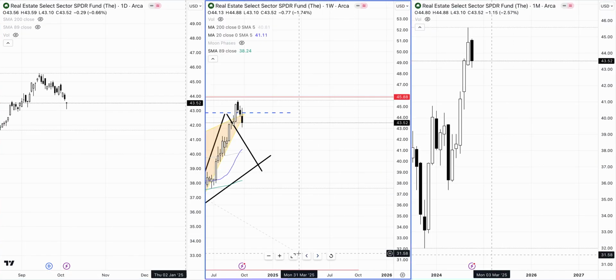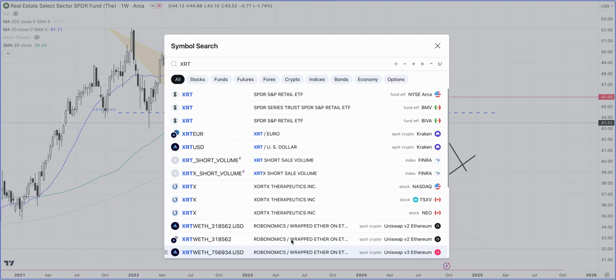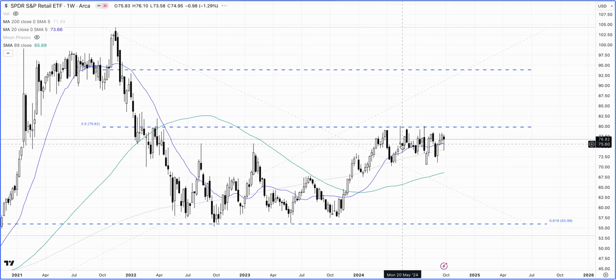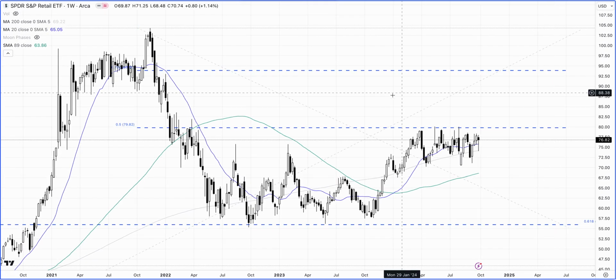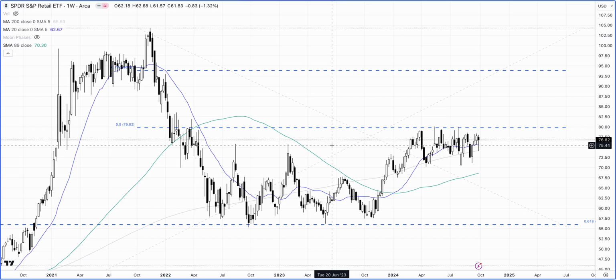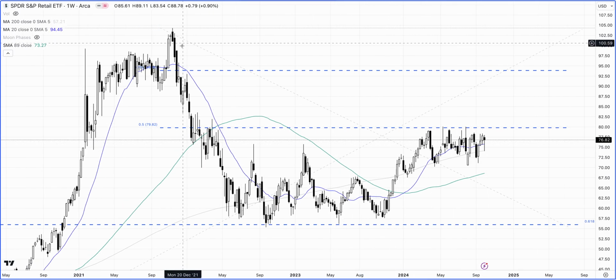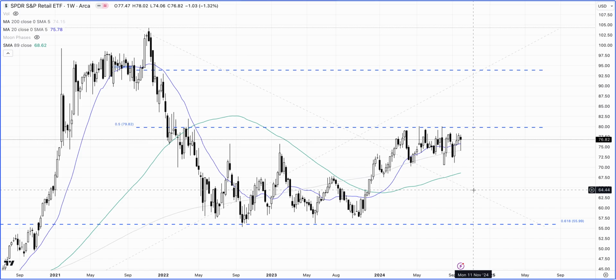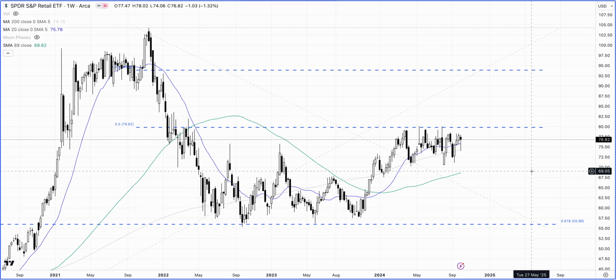Now let's take a look at XRT, which is the Spider S&P retail index, and you can see that it's just gone nowhere. This 50% is like a retrace, half of 50% of this one, and to me it looks quite similar to, at one point, how the pattern formation was for the Russell 2000. So it's just gone nowhere, and with the holiday season coming up pretty soon, let's see if it breaks out. We'll have to wait and see what it's going to do.